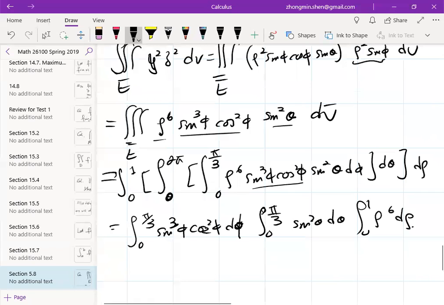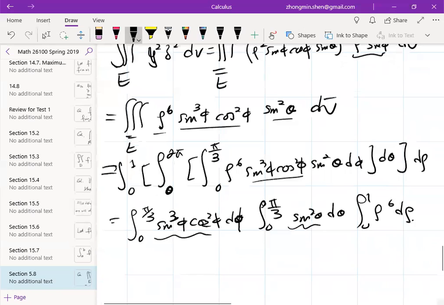Yeah, you can take it out step by step. But I'm not going to complete this integral. Just leave it like that. Okay. So the only problem is how to evaluate the integral of this.